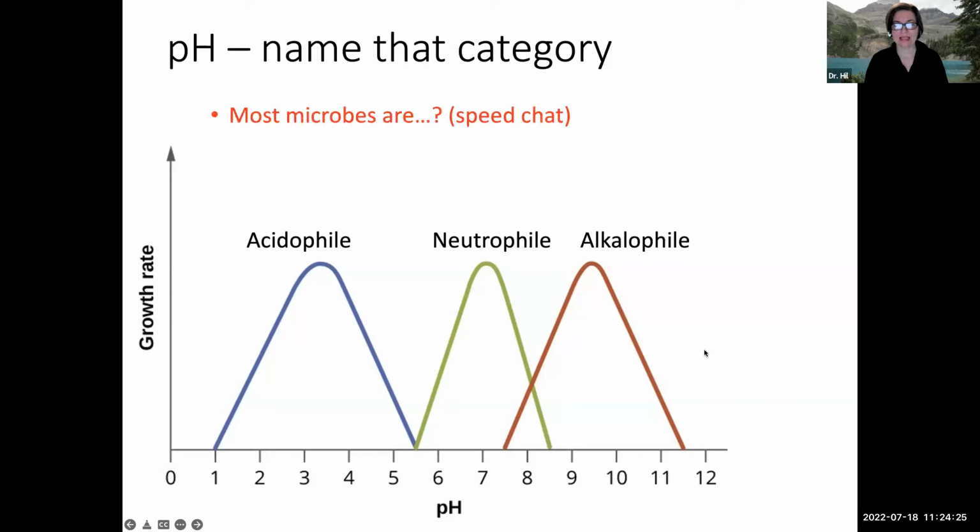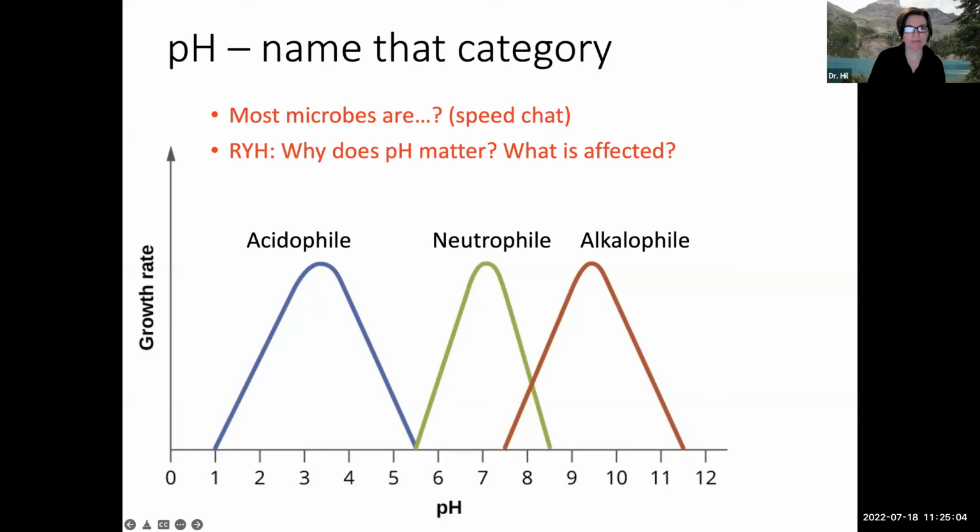Now, if we look at temperature, there are lots of examples of microbes in all of the different categories of temperature. That's not the case for pHs. There are examples of organisms in all of these categories, but the preponderance of the majority of microbes actually only fall into one of these categories. So which one is it? Most microbes belong to which of these 3 categories? That's right, it is neutrophiles.